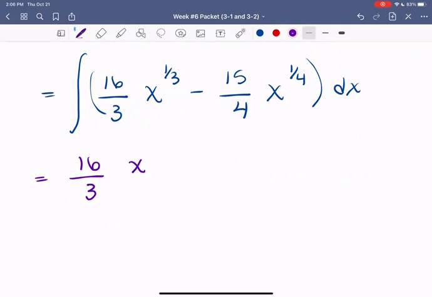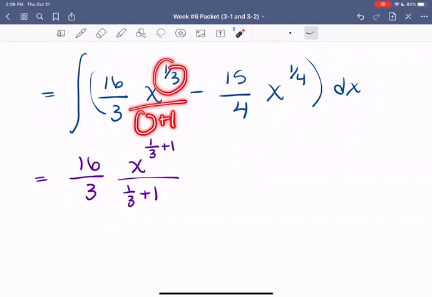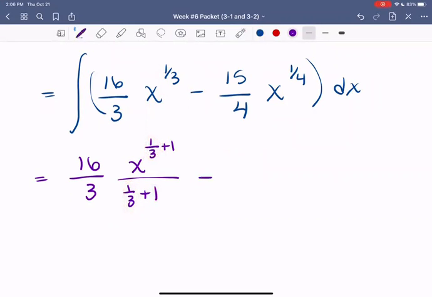Now my antiderivative will be x to the 1/3 plus 1 over 1/3 plus 1. Recall I just add 1 to the exponent and then divide by the exponent plus 1. If I had 1/3 in the exponent, divide by 1/3 plus 1. I'm going to subtract 15 over 4 times x to the 1/4 plus 1 over 1/4 plus 1. And don't forget, I need to add the plus c.